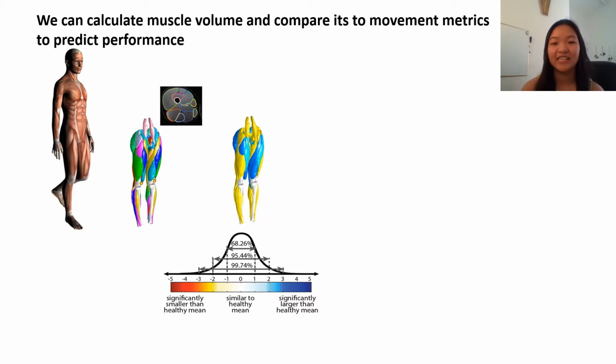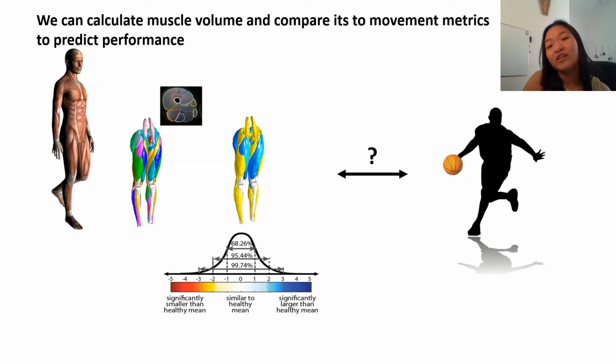So what you see here is that the more blue the muscle appears on the heat map, the bigger this muscle is compared to a healthy population. The more orange to reddish the color of the muscle, the smaller the muscle is compared to the average healthy population. We can then go a step further and correlate the muscle volume measured to individual sport performance, such as the broad jump, sprint performance, and vertical jump height.